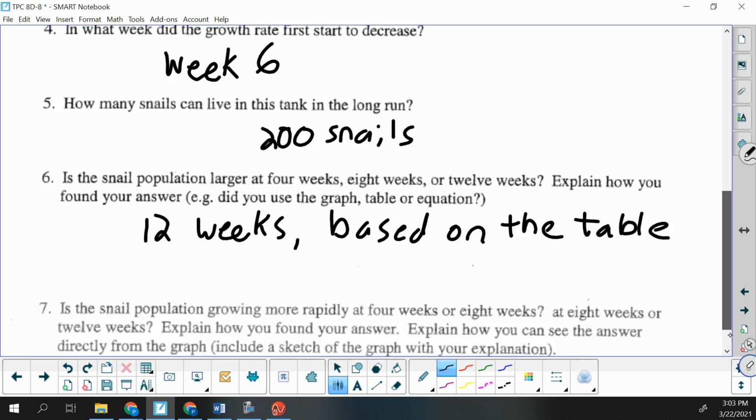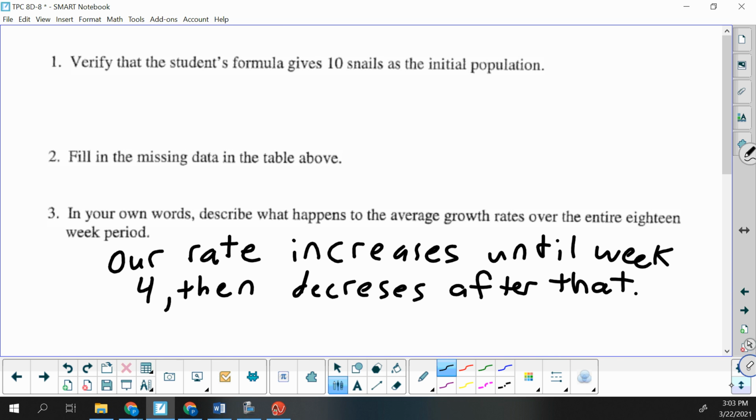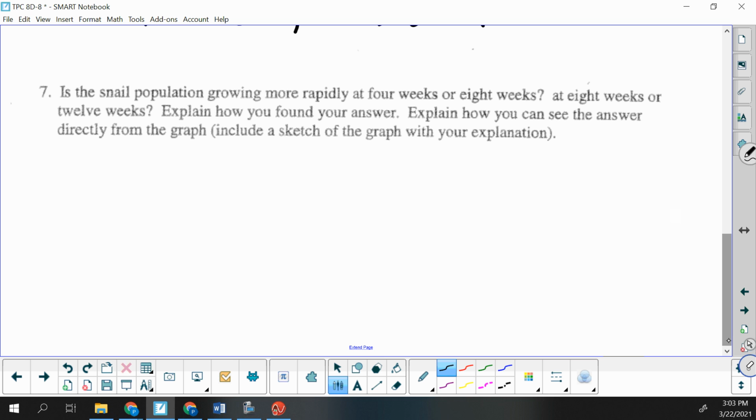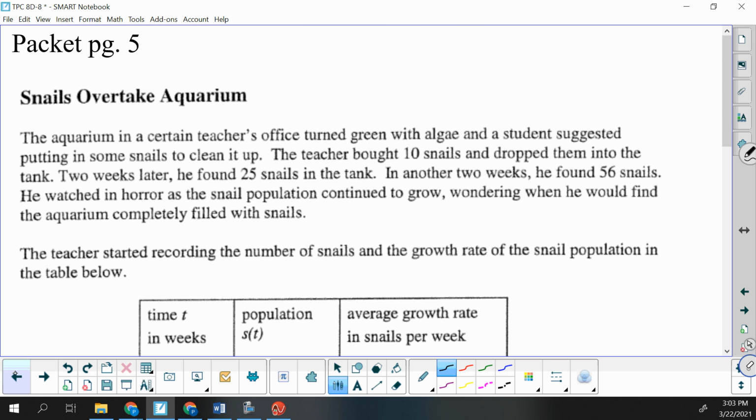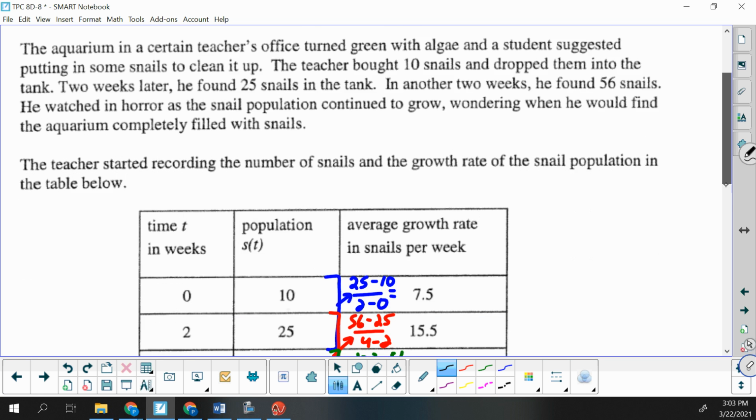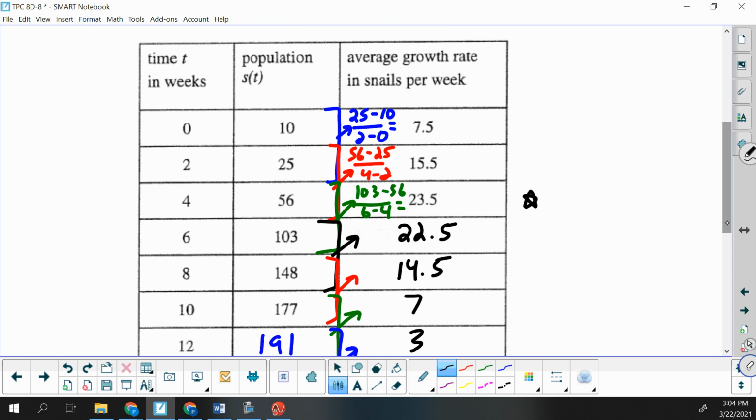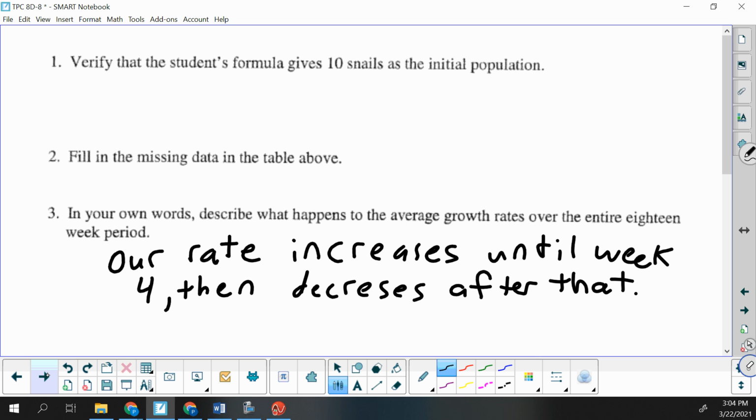And in 7, is the snail population growing more rapidly at 4 weeks or 8 weeks? Well, we want to look at the rate for that. So let's look at our rates at both 4 weeks and 8 weeks. Here's at 4. Here's at 8. So 23.5 for 4, 14.5 for 8, so we would be growing more rapidly at 4 weeks.